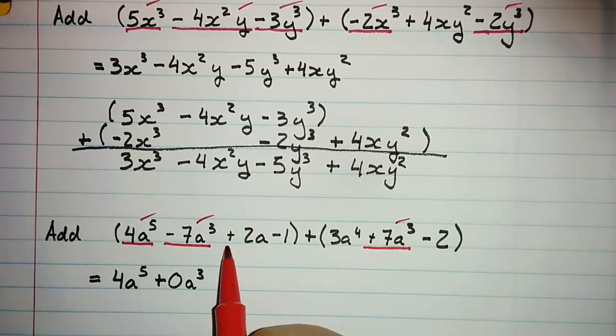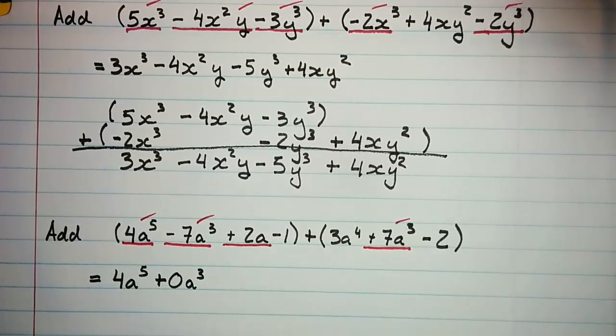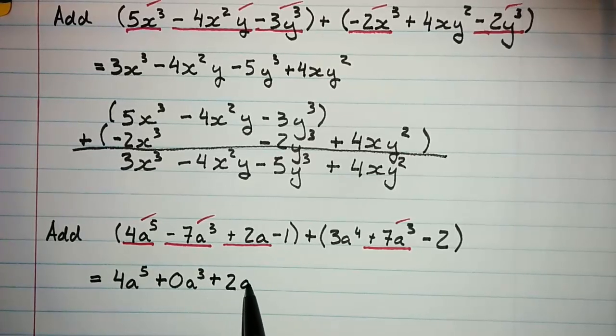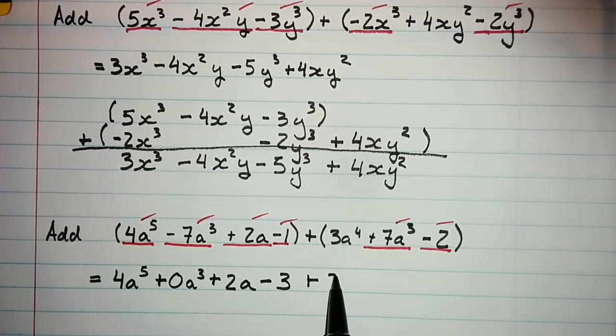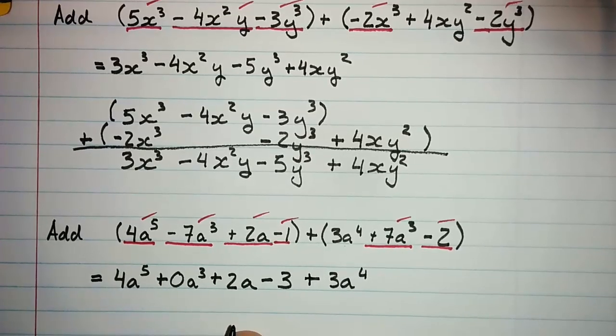Next, I see plus 2a. So this is an a to the 1st power term. Looking through, I don't see any other a to the 1st power terms. So I'll just have plus 2a. Then I see minus 1. Looking through, I see another constant term, minus 2. Negative 1 minus 2 will be negative 3. And now in my second polynomial, I see a positive 3a to the 4th I haven't dealt with. And now, if I'd like, I'm finished.